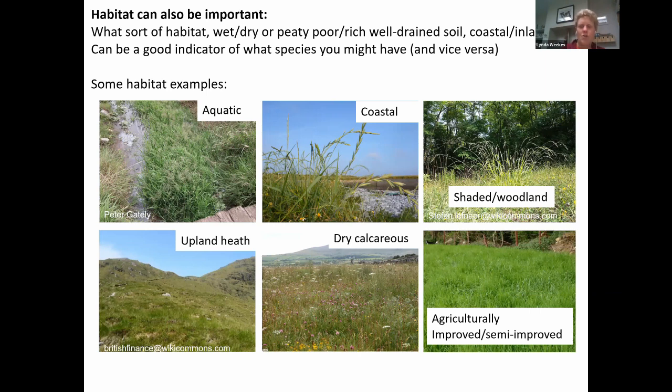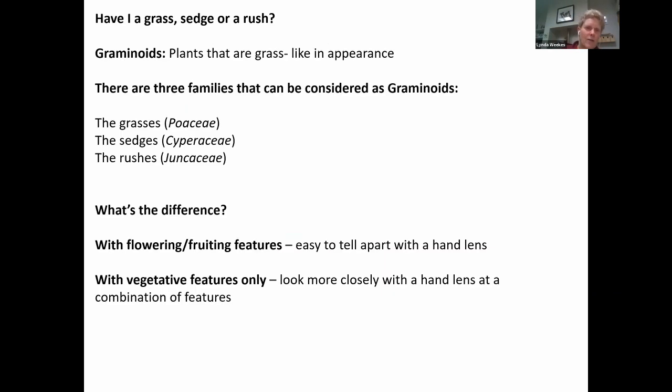So those are the sort of 8 aspects plus habitat and features that you need to be familiar with. The other thing is whether you have a grass, a sedge, or a rush. This can be quite a challenge sometimes as well. So do I have a grass, or do I actually have a sedge or a rush instead?